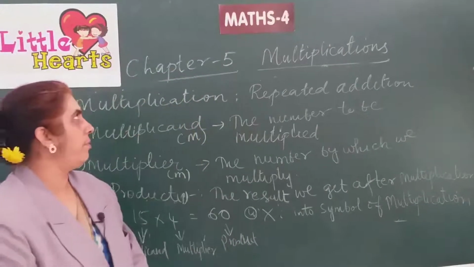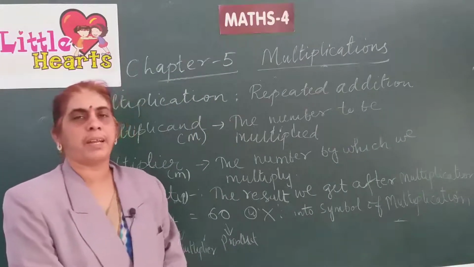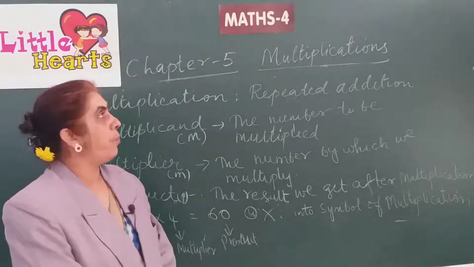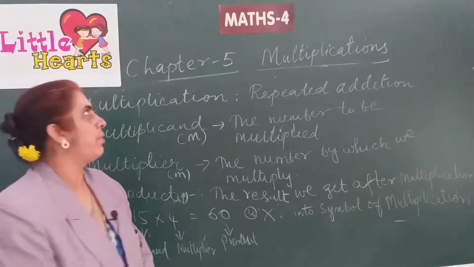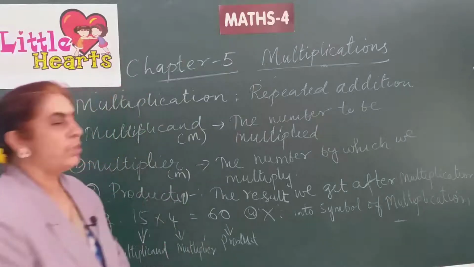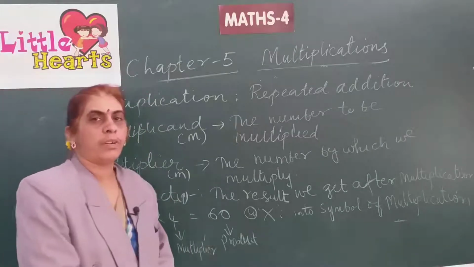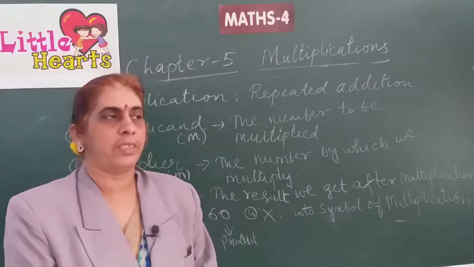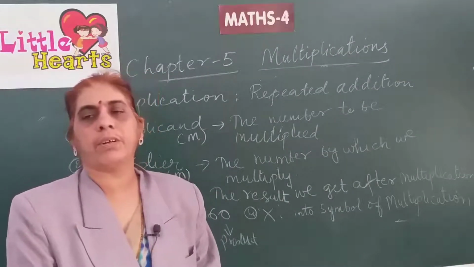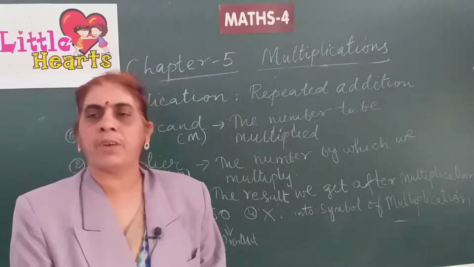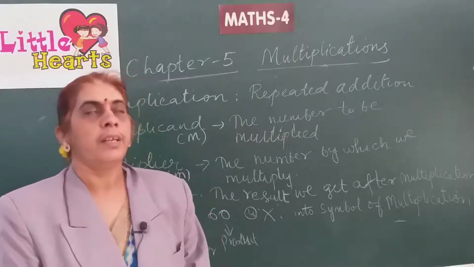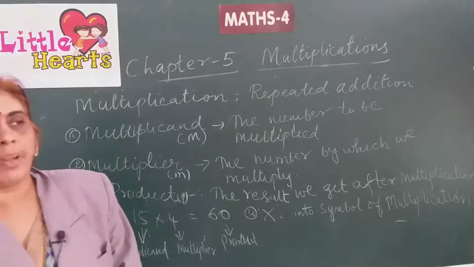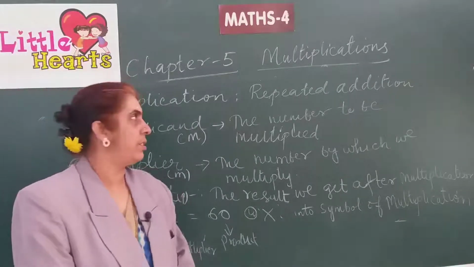So, already we have dealt with the operations, addition and subtraction, and we are going to deal with the operation multiplication in chapter 5, class 4. Already we have learned what is multiplication. Multiplication is nothing but repeated addition. 5 plus 5 plus 5 is equal to 15. That is 3 times 5 is equal to 15. Multiplication is nothing but repeated addition, and it's a quick way of calculation.